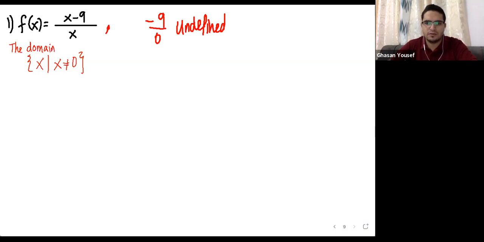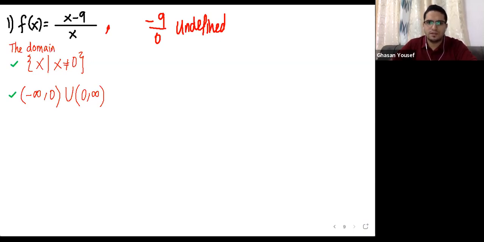Or if I want to write it in a different way, I can say from minus infinity to 0, but the 0 is not included, union. Union means and, from 0 to infinity, like this. All numbers from minus infinity to 0, union from 0 to infinity. And the 0 is not included because we have open parentheses. So we can write it in two ways. The first way is this, and the second way is this.